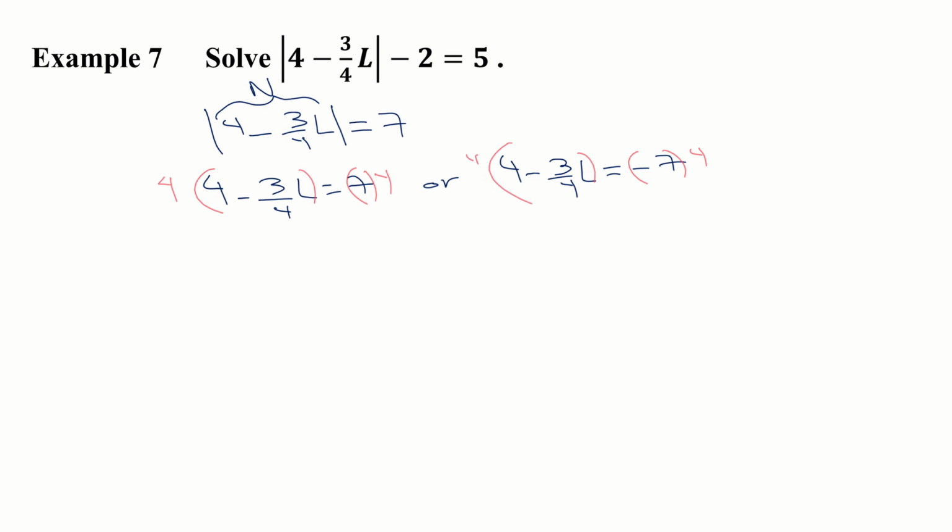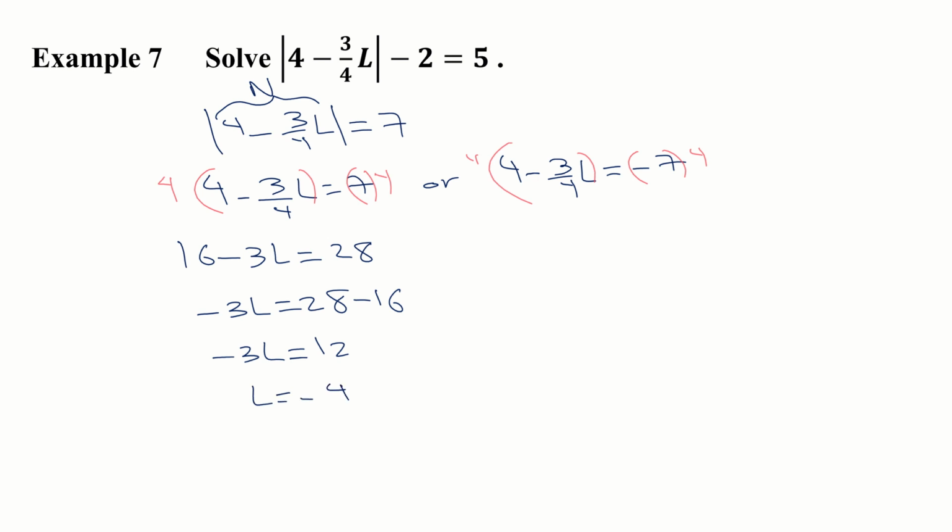So in the first equation, we end up with 16 minus 3L, right? Because notice those 4's would cancel, is equal to 28. So negative 3L equals 28 minus 16. So negative 3L equals 12. Divide both sides by -3, so you get L equals -4.